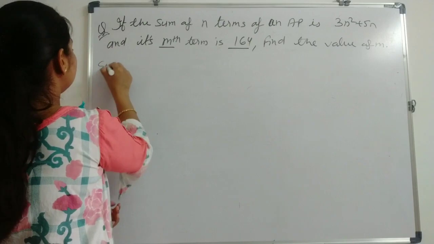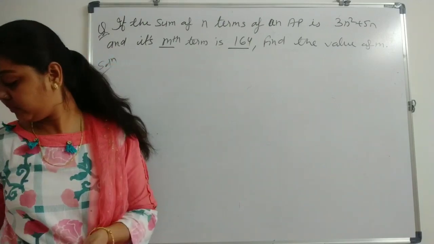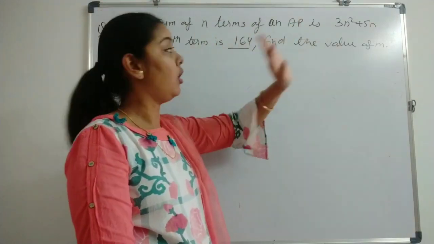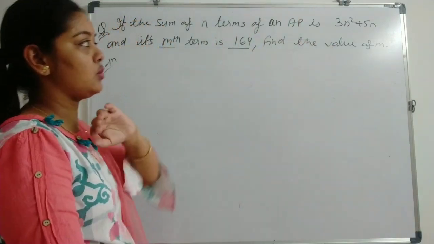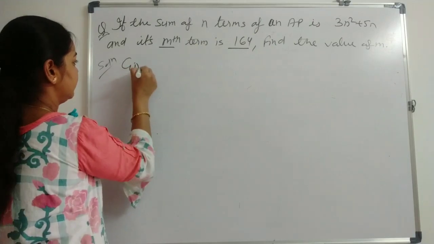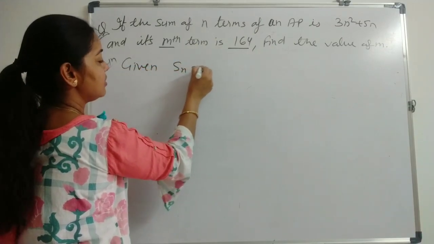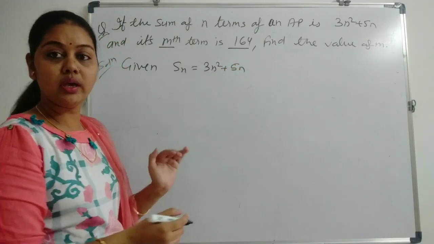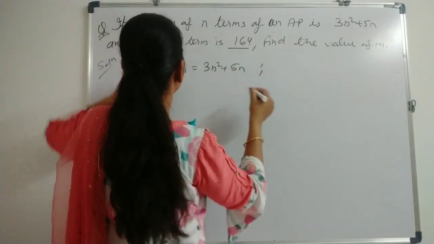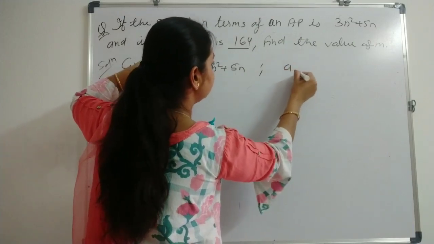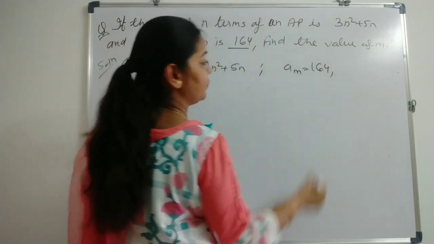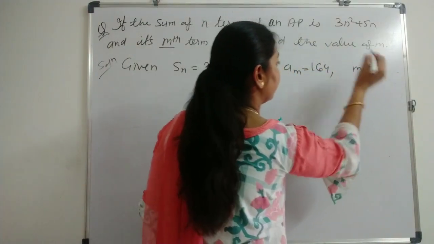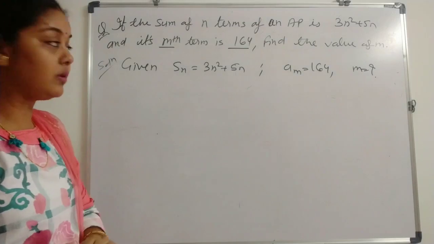We are given that the sum of n terms of an AP is 3n square plus 5n. Given that Sn equals 3n square plus 5n. Okay? And we are also given that the mth term is 164. We have to find the value of m. This is our given problem.